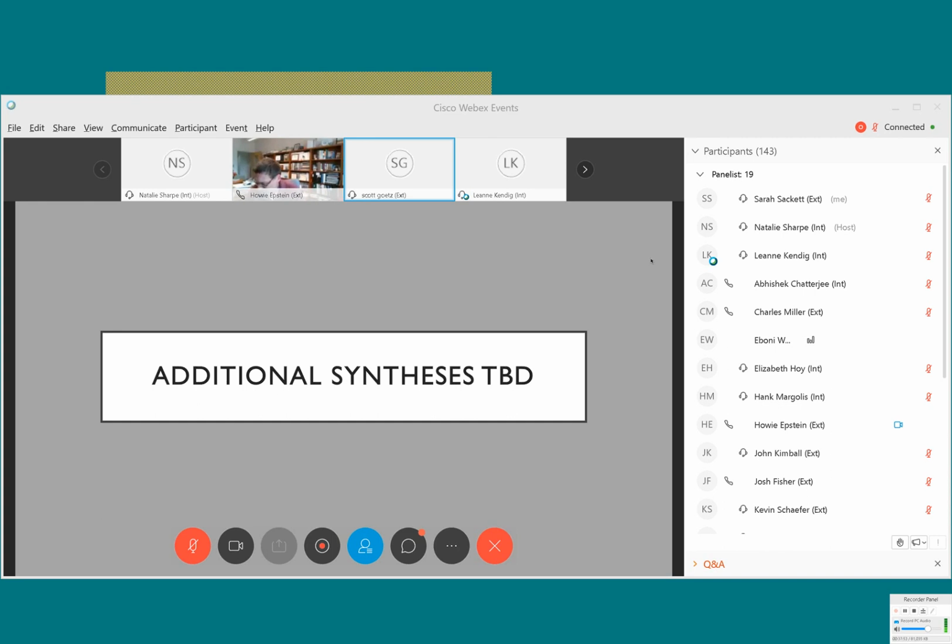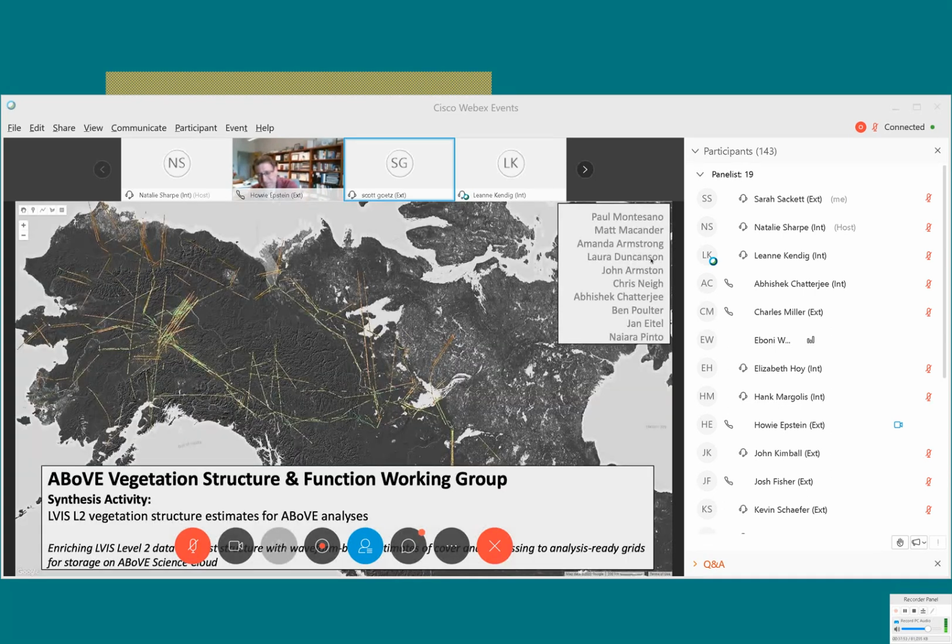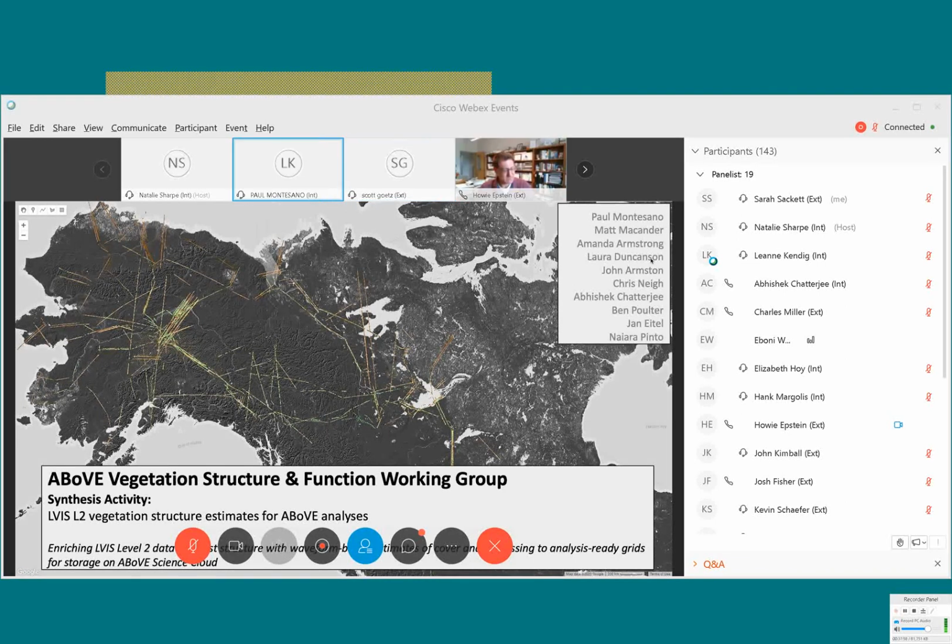So next up is Paul Montesano. Hi, everybody. I'm Paul Montesano here, and I'm here to talk about the synthesis activity that's being carried out by a loose collective known as the Vegetation Structure and Function Working Group. This group is co-led by myself and de facto co-lead Matt McAnder.